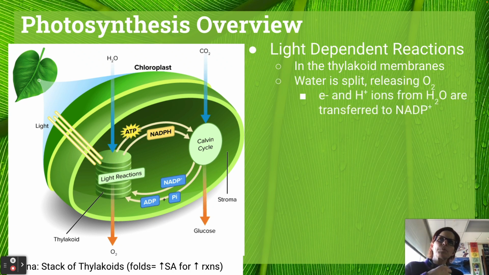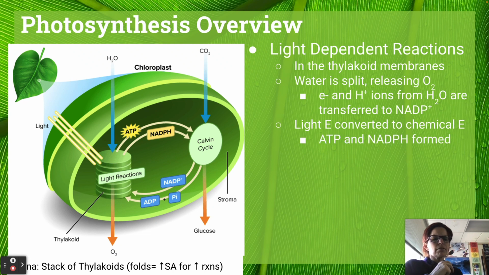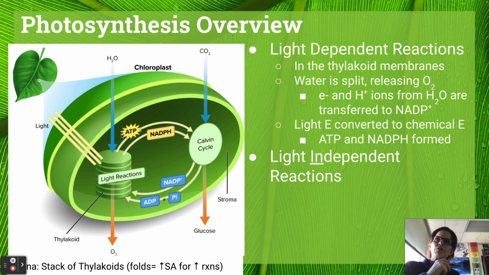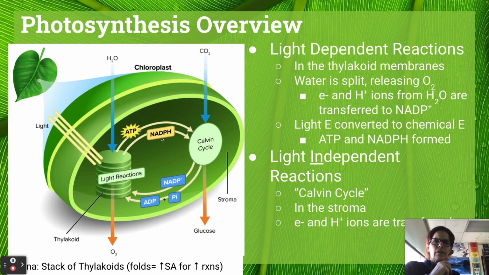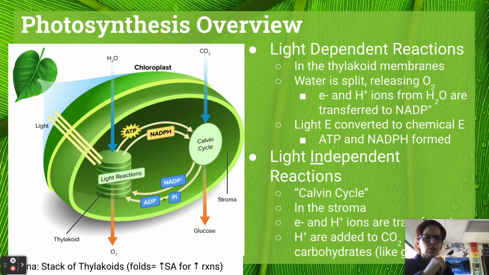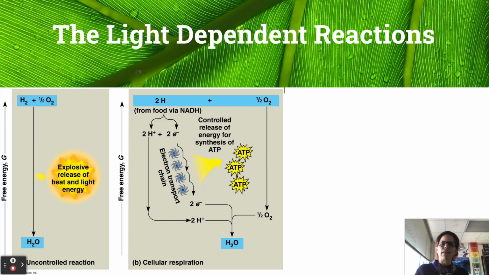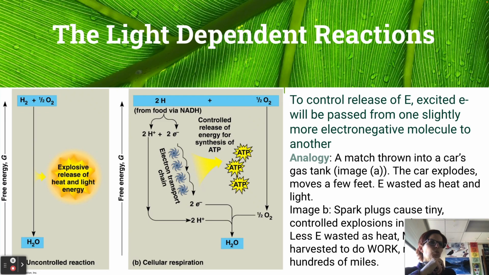Okay, so water is split. Electrons and hydrogens are transferred to NADP+. Light is converted to chemical energy. ATP and NADPH are formed. You see that right here. And then in the light independent reactions called the Calvin cycle, the electrons are transferred to carbon dioxide and we build glucose molecules.